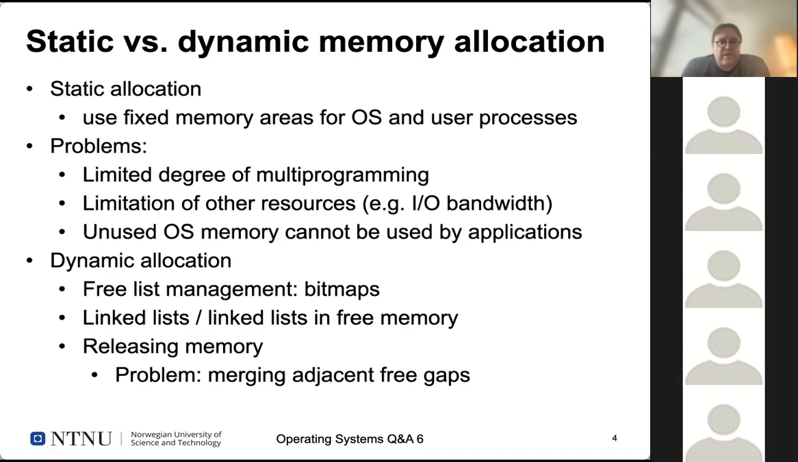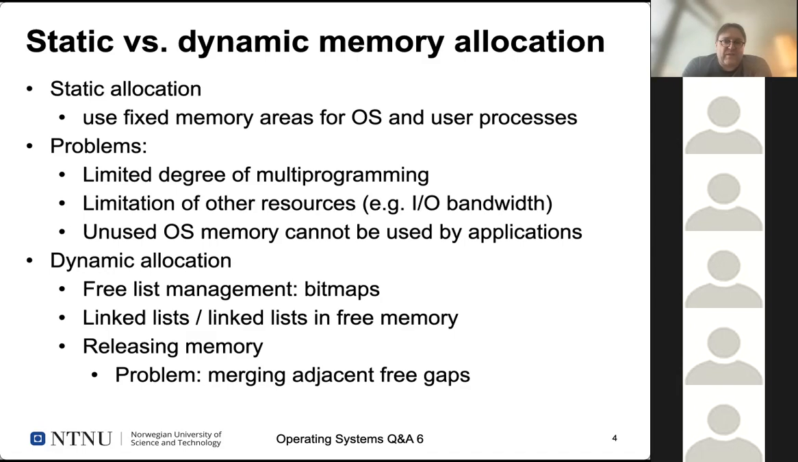So each bit indicates for one of these sections of our memory if this section is in use or not. And when there is a memory allocation that comes in, then it's easy to iterate over the bitmap to find unused sections of memory, and then we can allocate them. We've seen that dynamic allocation can also use linked lists, or linked lists in free memory.